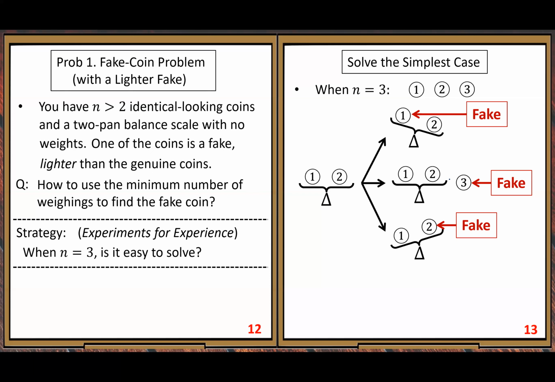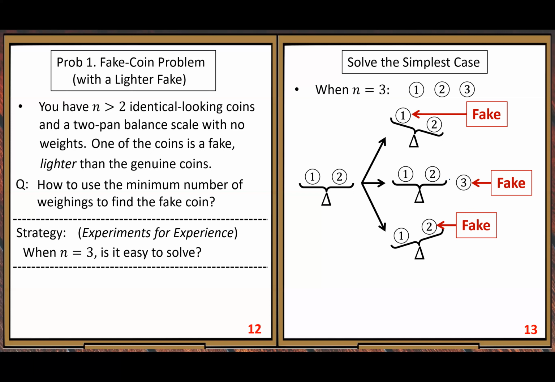But the most important thing is, what do we learn from this simple example? Does this simple example help us solve the case when n equals 100? Because our goal is for general n, not for this special case. You told me 9, right? We can solve the 9 coin problem.